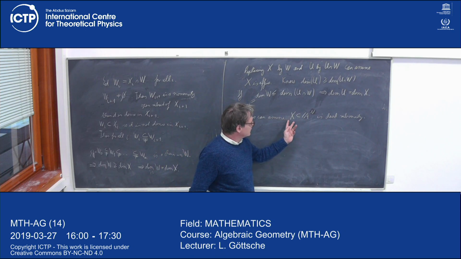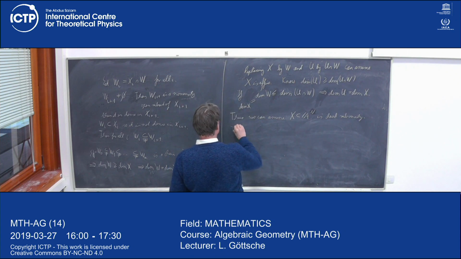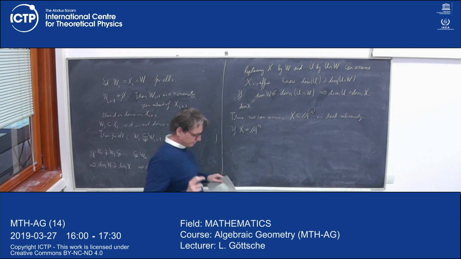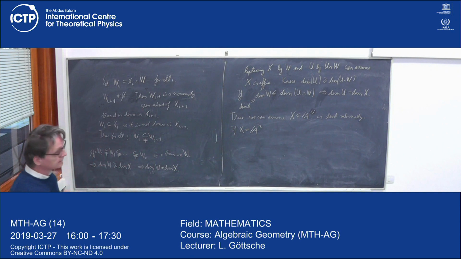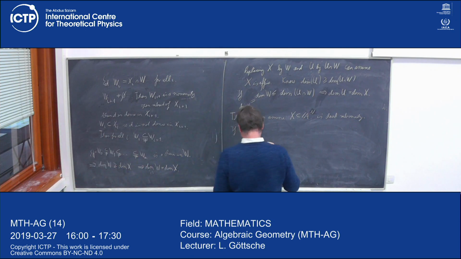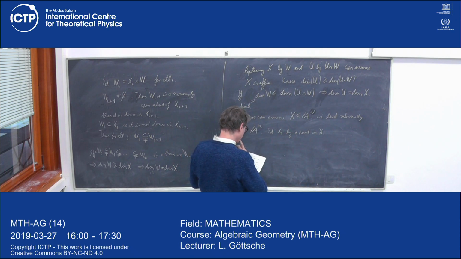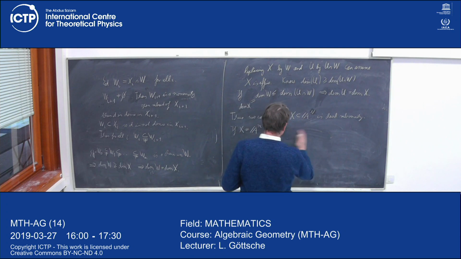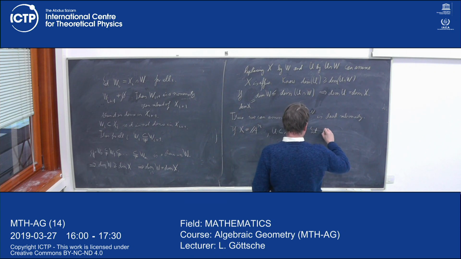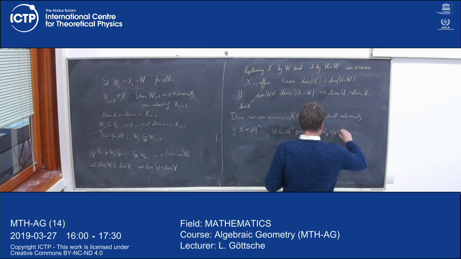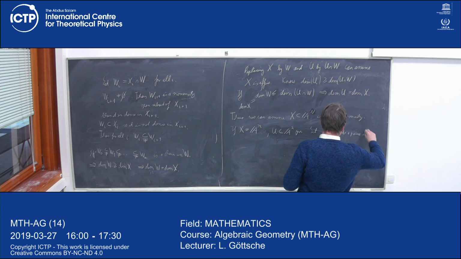So we first deal with the case that X is actually an affine space. So if X is just A^n, then we can see that the statement works. Namely, let X0 be a point in X, and U in A^n is open. So let X0 be a point in U.